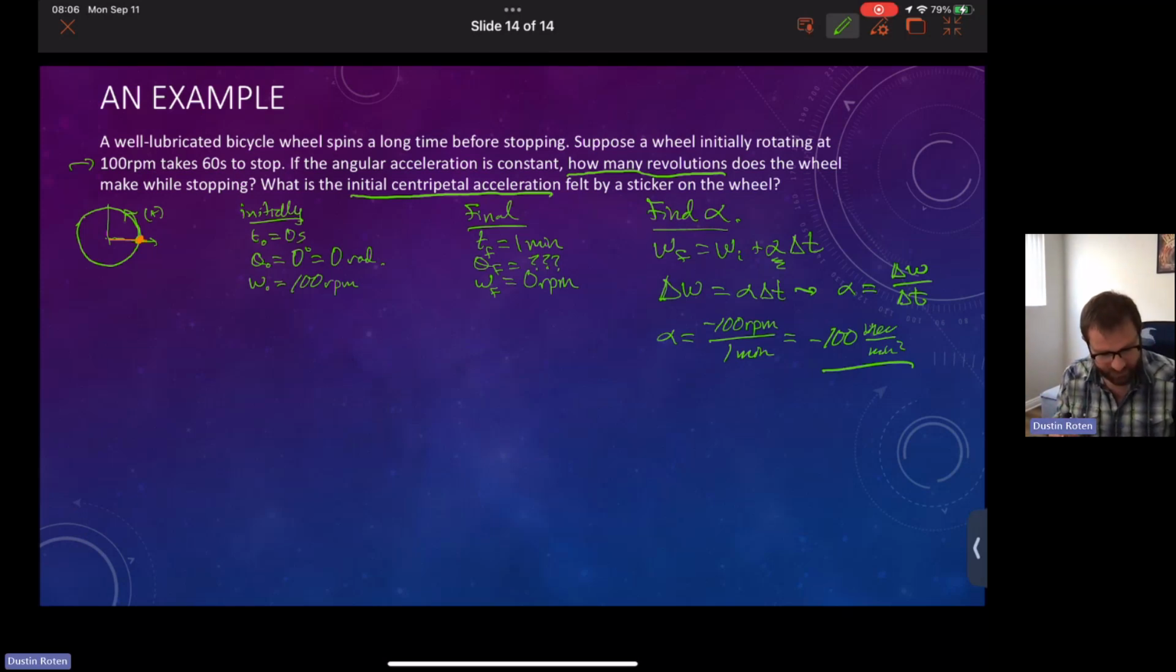Let's see if I can use that to actually calculate a final angle, because that's what we want to know for this first part at least, which is how many revolutions does the wheel make, okay? So that's going to be a final position.